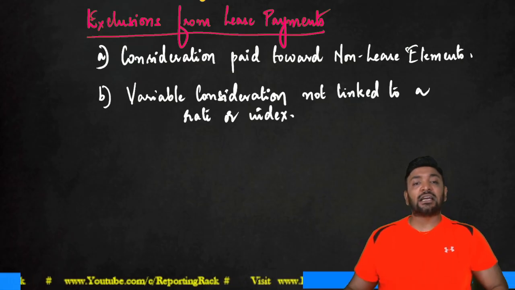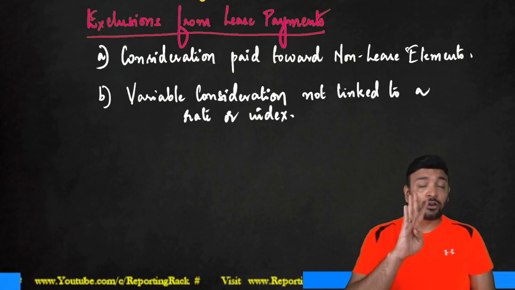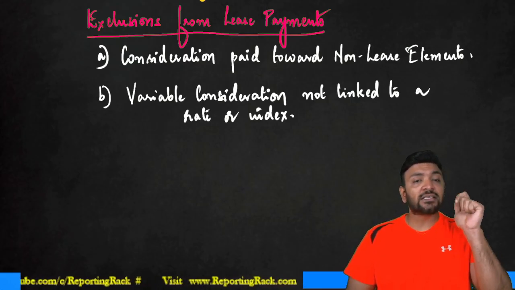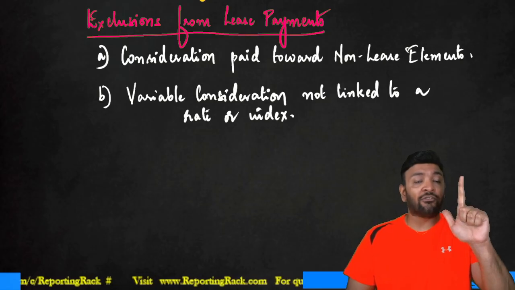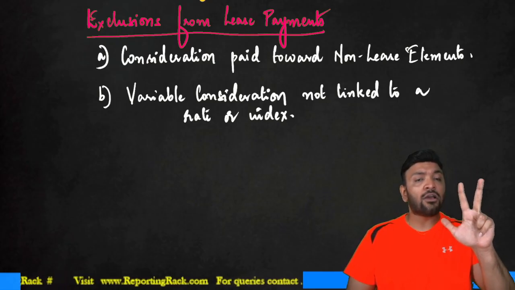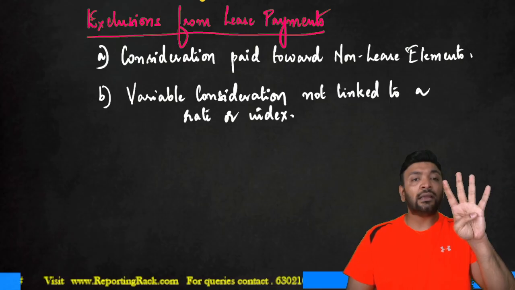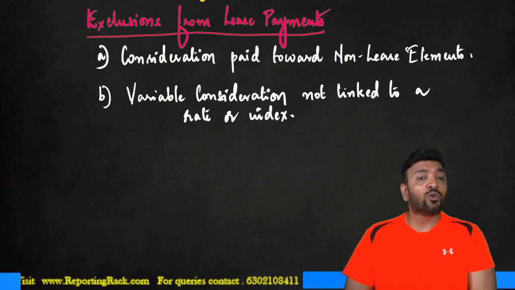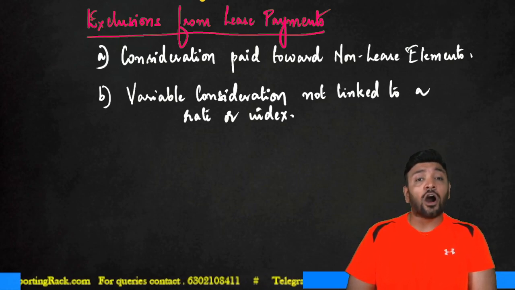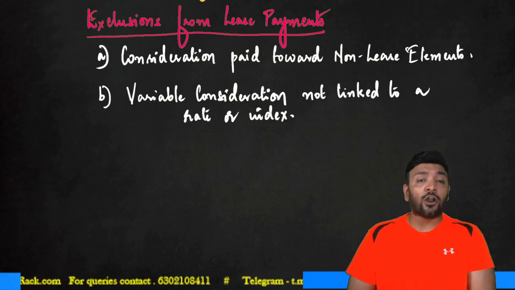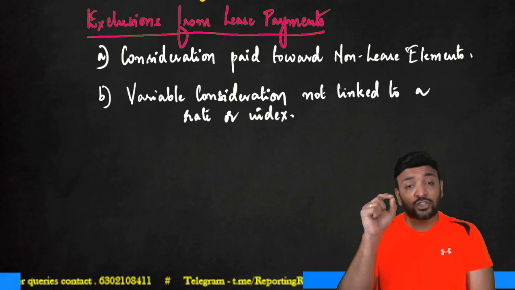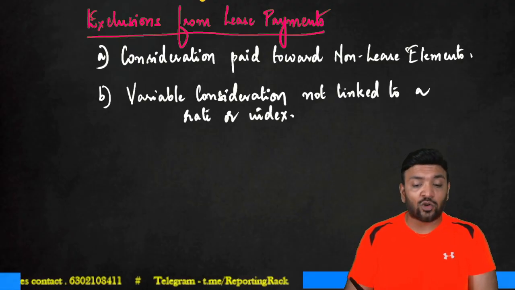So four inclusions that we have discussed and two exclusions. What were the inclusions? Fixed lease payments, variable lease payments which are linked to an index or a rate, residual value which is guaranteed either by the lessee or by a third party. Lastly, the amount of penalty which are paid towards termination of a contract when it is reasonably certain that the lessee will terminate the contract or when it is reasonably certain that the lessee will not extend the contract. Two exclusions: a consideration allocated towards non-lease elements in the proportion of their standalone selling prices.